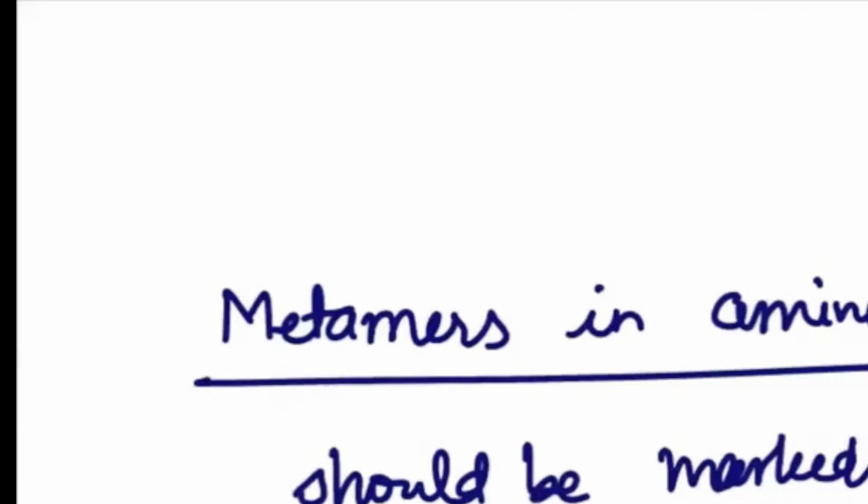Understand this point? So note this statement: metamers in amines should be marked when the same amine you're choosing, like secondary and secondary, tertiary and tertiary. Of course, primary cannot show metamers, so let's not talk about it. But secondary and tertiary we can't take, primary and tertiary we can't take, primary and secondary also we can't take. Easy? Clear? Good.